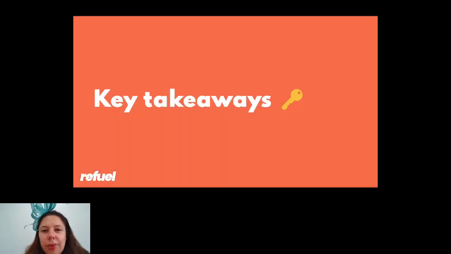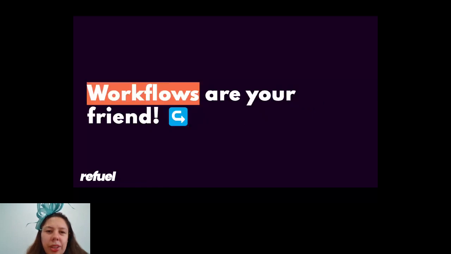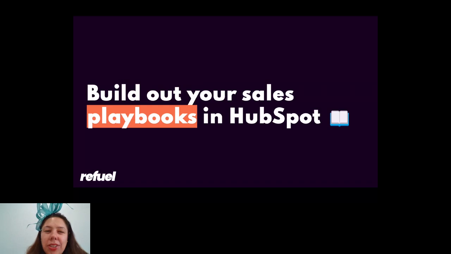So we'll just sum up some key takeaways, and then I think we'll shift over to questions. Some of the key takeaways: spend time mapping your sales pipeline. It's really important to get that bedded down and on paper, because once you've done that, it's much easier to translate that into what it means on HubSpot. Workflows are your friend. Get to know them. Do the Workflows Deep Dive course. Build out your sales playbooks in HubSpot so that all of your team can be as effective as the most effective sales person on the team.